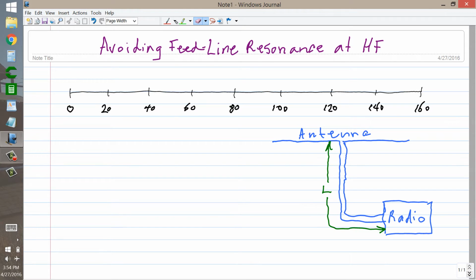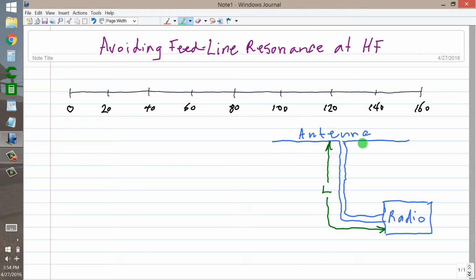Here to talk about a subject that you may have read about in any of the ARRL publications or antenna design publications, but I'd like to talk about antenna feed line resonances at high frequencies, that is in the bands. I'll include 160 meters in there, but generally 80 through 10 meters.